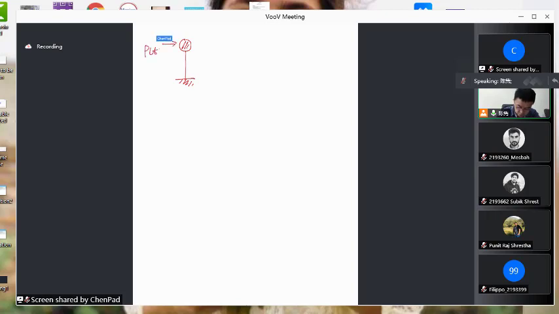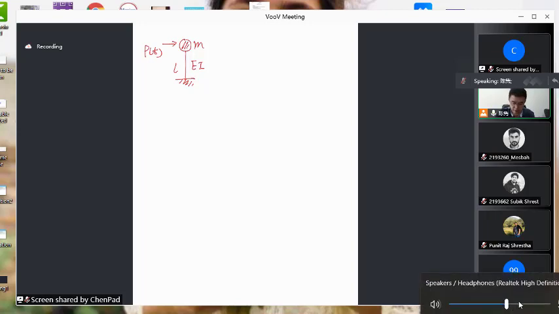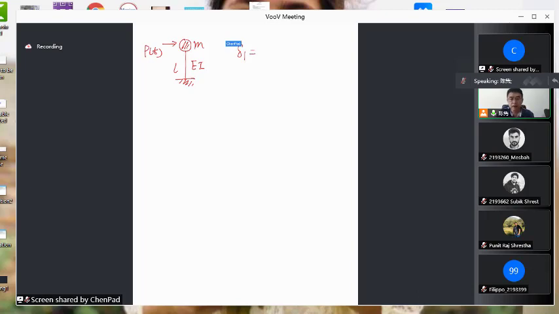This is P(t), and this is not K, it's EI, L, and mass. We can use the flexibility method, and we're familiar with flexibility. So what is the flexibility of a cantilever beam? Anyone still remember?